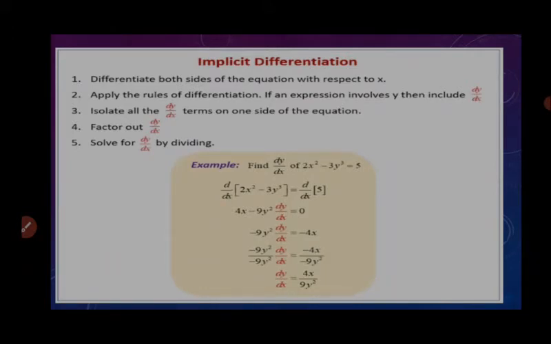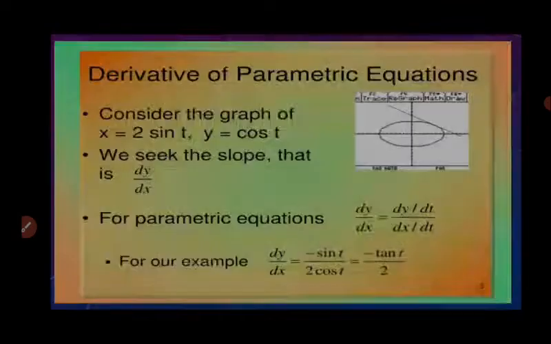One example is given here: we have to find dy by dx for 2x square minus 3y cube is equal to 5. So d by dx of 2x square minus 3y cube. What is the differentiation of 2x square? 4x, minus 9y square dy by dx, is equal to differentiation of 5, which is 0. Now send everything to the RHS except dy by dx. So we get 4x by 9y square.